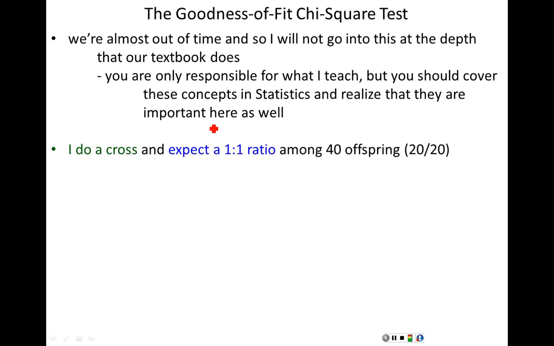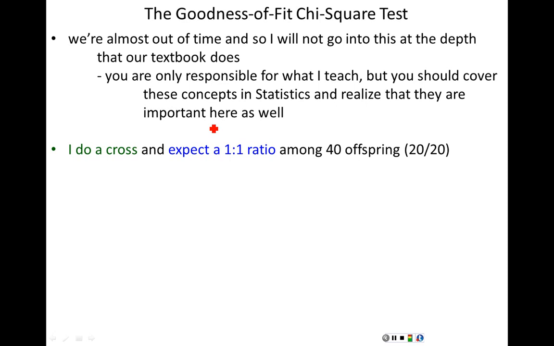So imagine I do some genetic cross. Let's say I cross a homozygous recessive with a heterozygote, and because that's the cross, I expect a 1-to-1 ratio. I expect there to be equal numbers of both phenotypes. So if I have 40 offspring from this cross, I would expect 20 to be of one phenotype and 20 to be of the other.